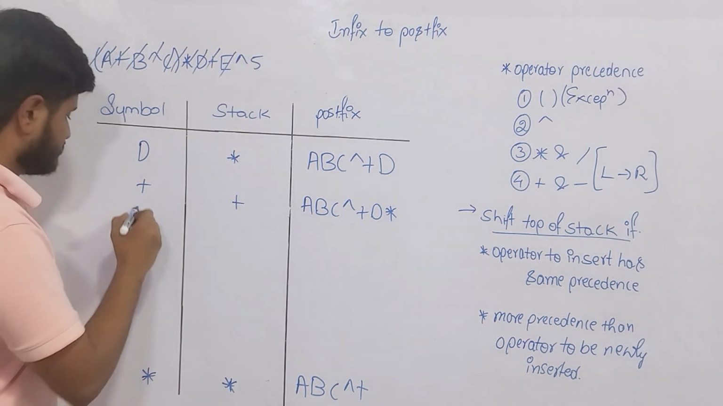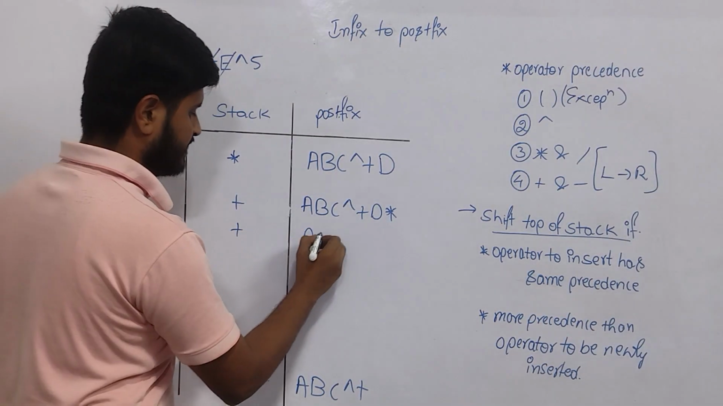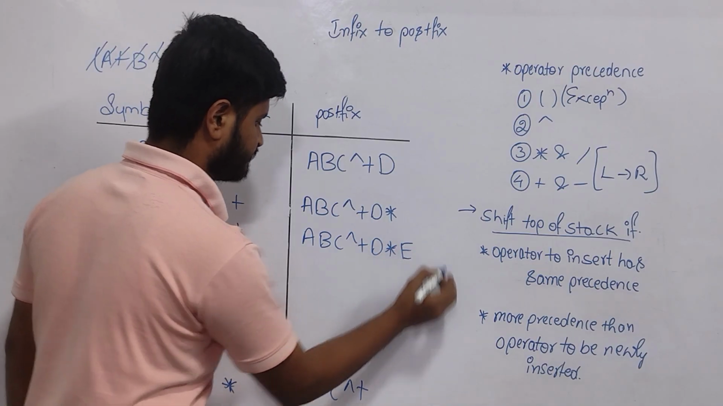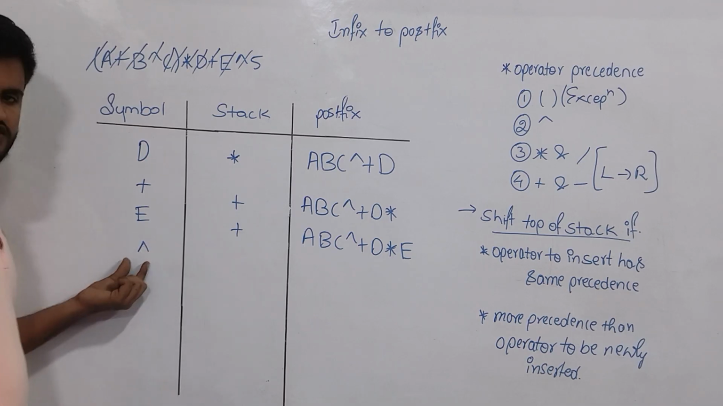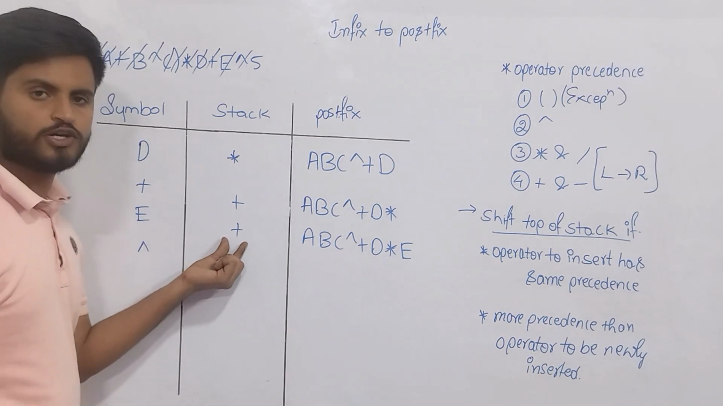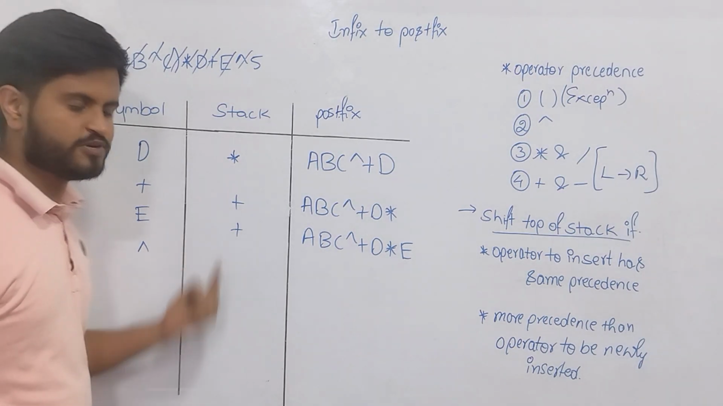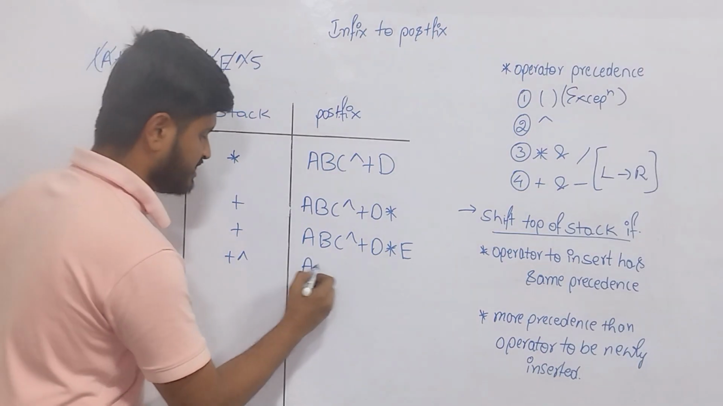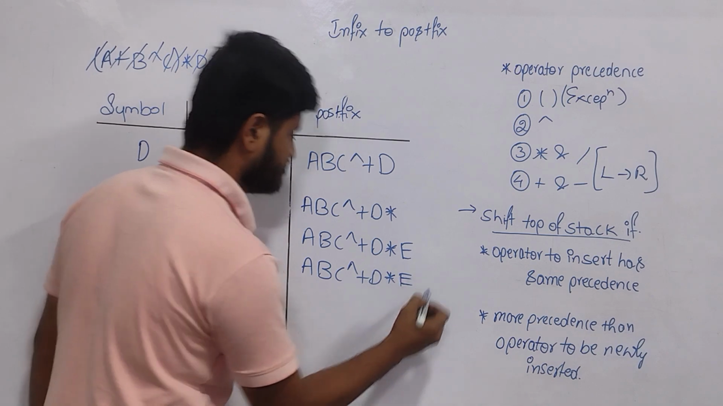Now I must insert E. Since E is an operand or a letter, you can directly insert it to the postfix expression. Now I want to insert the exponential power. So exponential power is having more precedence than the top of the stack. That is, here top of the stack is having less precedence. Less precedence means keep it as it is. So A, B, C exponential plus D multiplication E.